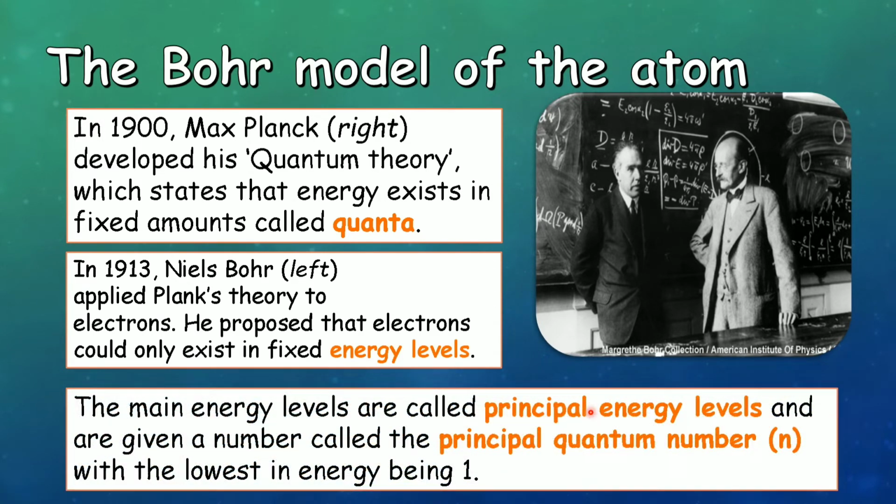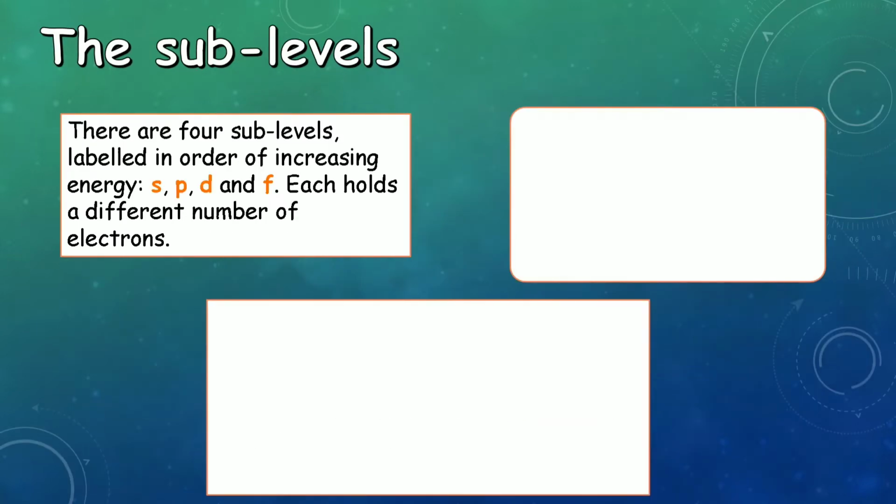The main energy levels are called the principal energy levels, and they are given a number. Those numbers are called the principal quantum number, and we can use the symbol small letter n, with the lowest in energy being 1. Each principal energy level contains a different number of sub-levels. There are 4 sub-levels labeled in order of increasing energy: S, P, D, and F. Each holds a different number of electrons.